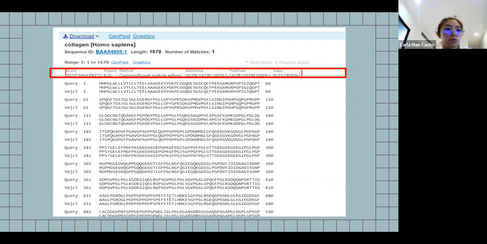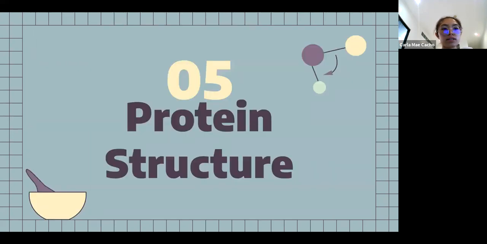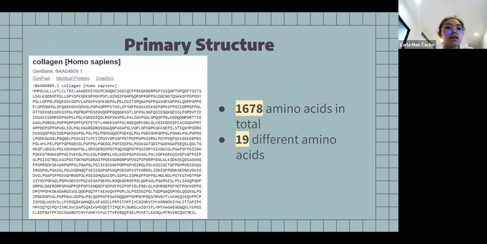And for the next part, we will be discussing the protein structures, starting with the primary structure. Next. So we found that there is 1,678 amino acids in total, and it contains 19 different amino acids. Now, this primary structure is found in the gene and is constructed by the gene. Now, the following structure will be discussed by Joaquim Arquelada.